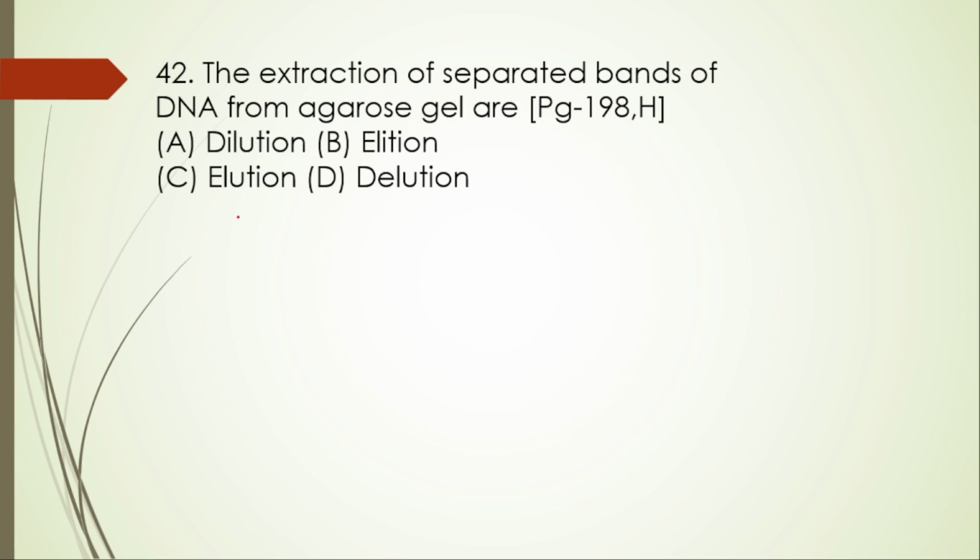42. The extraction of separated bands of DNA from agarose gel is called dilution, elution, or dilution. So here the right option is option C, elution. That is a specific process where the DNA bands are cut out from the agarose gel and DNA is extracted from the gel pieces.